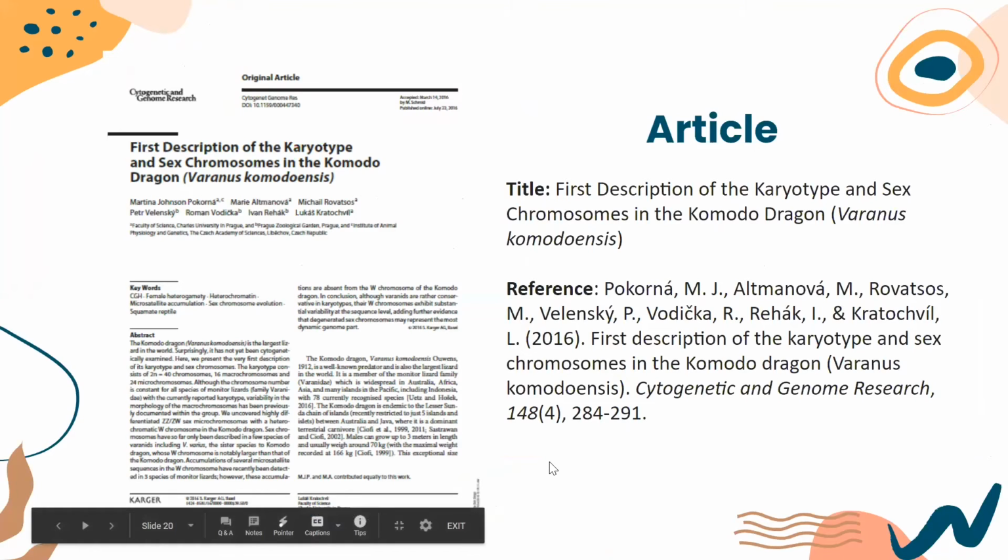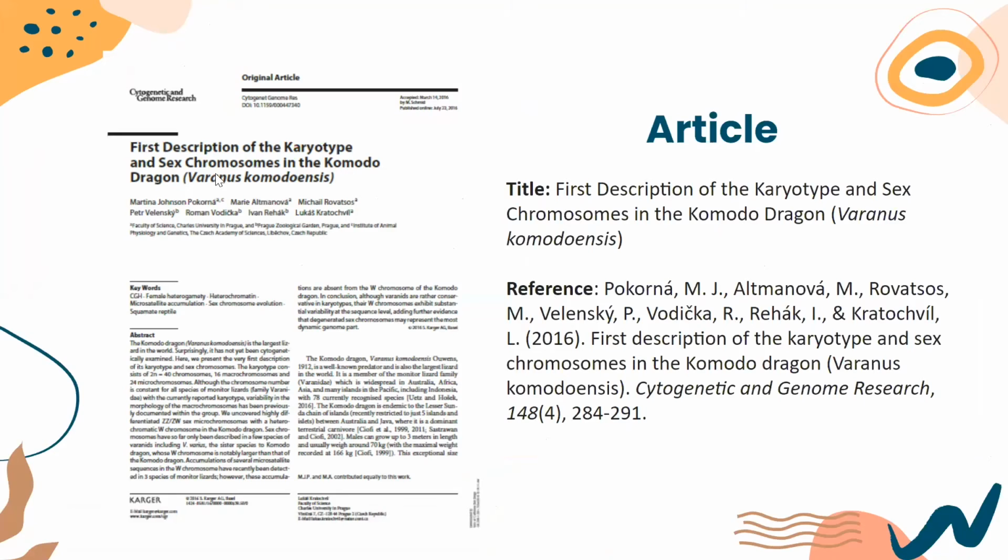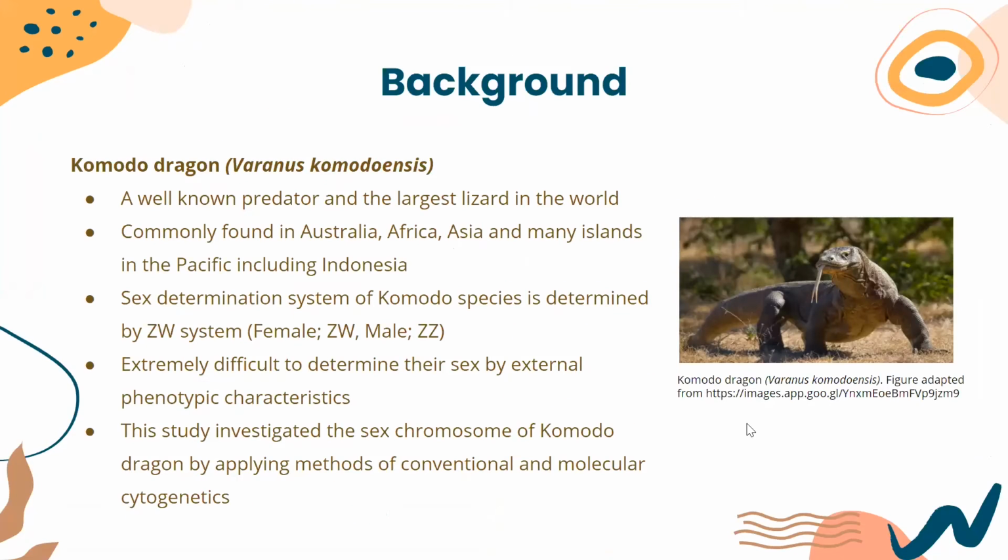Okay, so this is the article that we refer to, with the title First Description of the Karyotype and Sex Chromosome in the Komodo Dragon. For the background, the Komodo dragon is a well-known predator and the largest lizard in the world, commonly found in Australia, Africa, Asia, and many islands in the Pacific, including Indonesia.